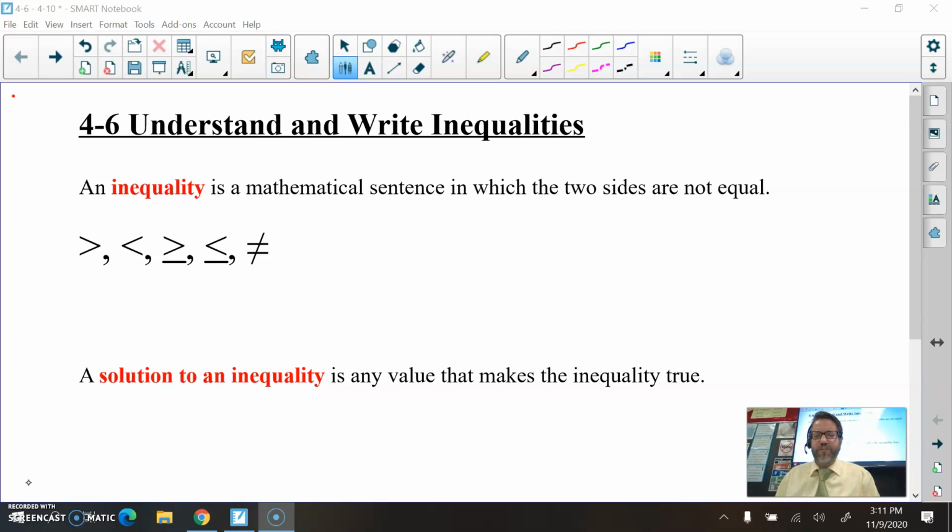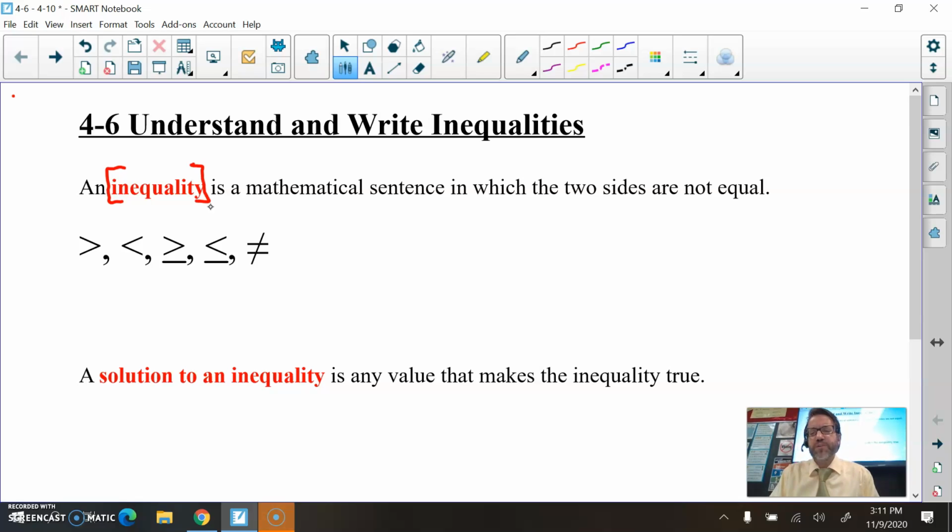Inequalities are very similar in terms of how we work with them, but instead of the two sides being balanced, you're going to see the two sides are not equal to each other. So we have what are called inequalities, situations where the two sides are not equal to each other in value. So an inequality is a mathematical sentence in which the two sides are not equal to each other.